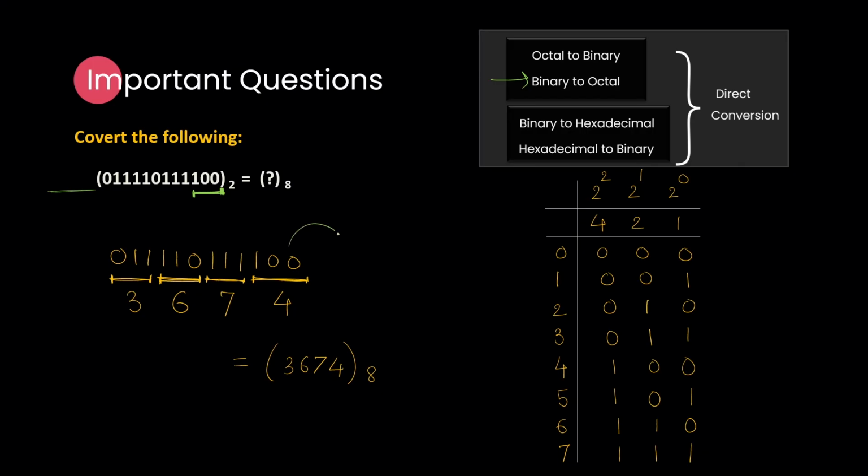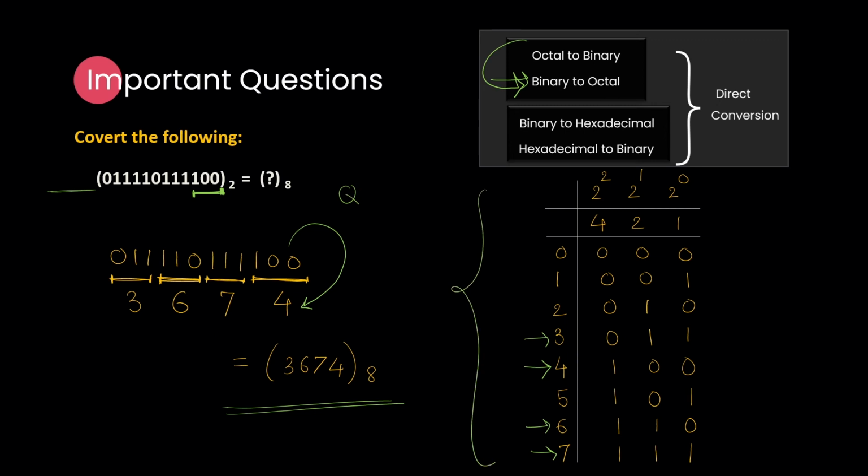Now you will be directly placing the octal equivalent of the binary number. 100 is 4, 111 is 7, 110 is 6 and 011 is 3. So we got this number. It is nothing but the reverse process of the previous conversion. To solve these questions, please make this table so that it will be easy for you to write the answer. Hope you understood the first category of conversion from the set 3.